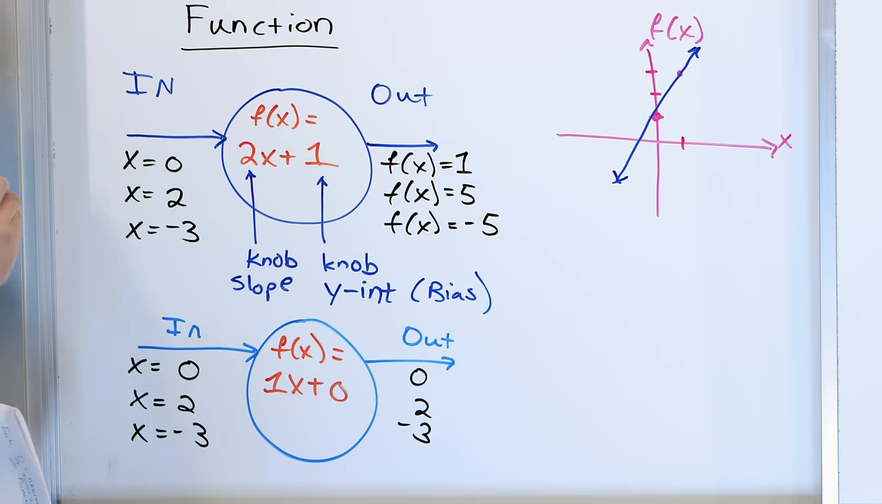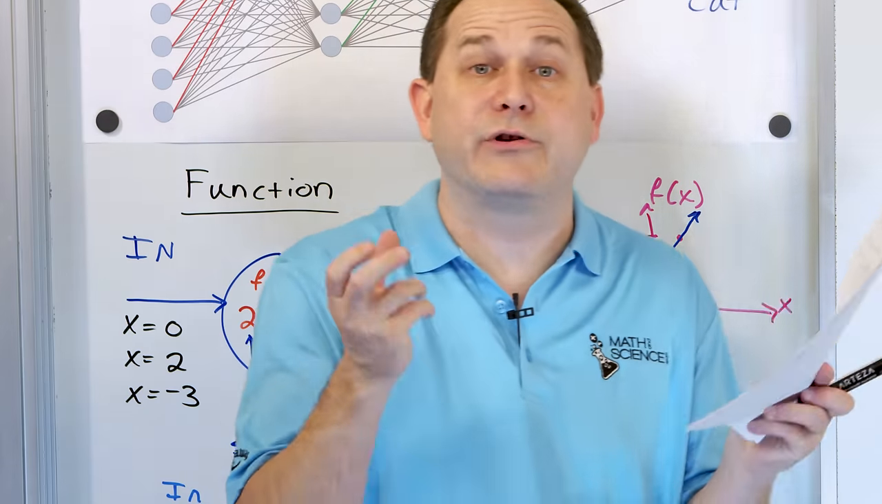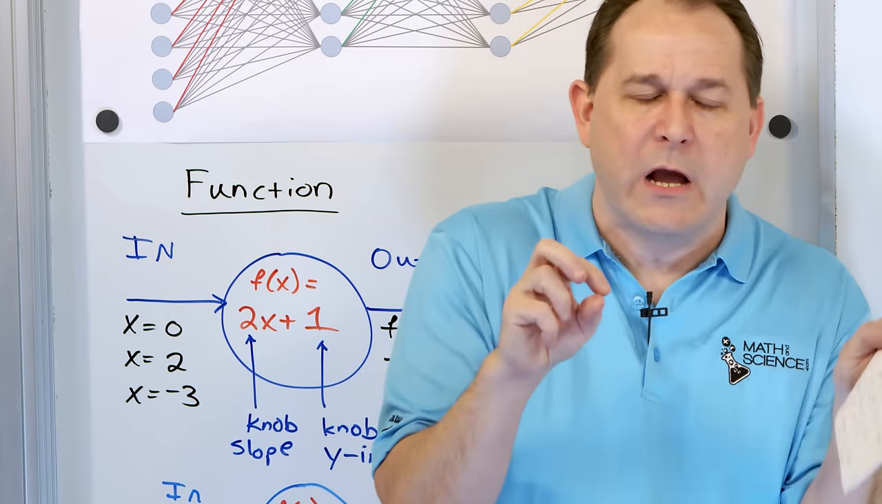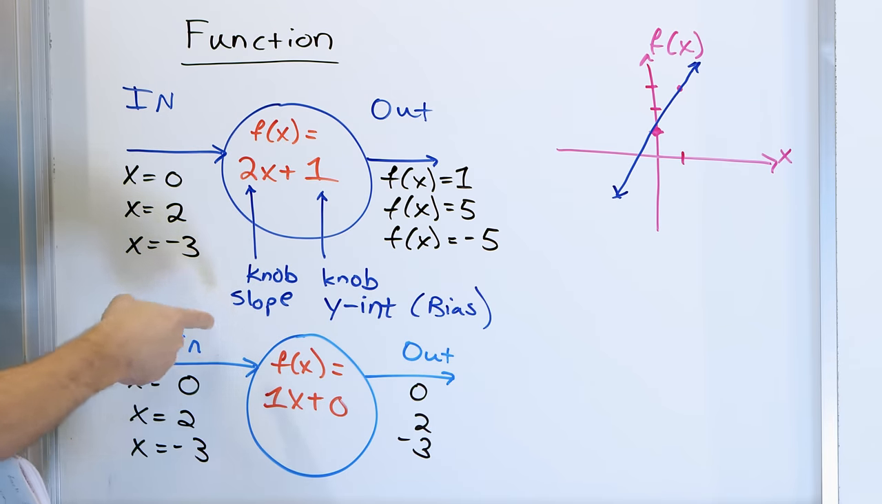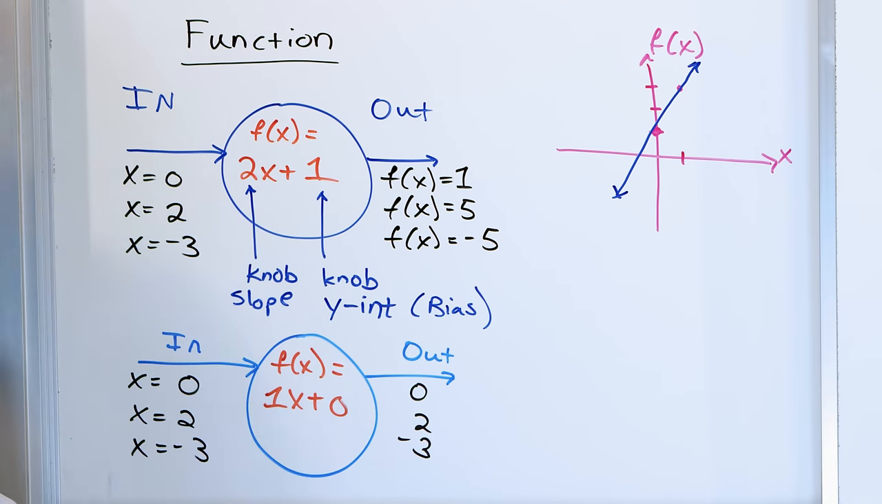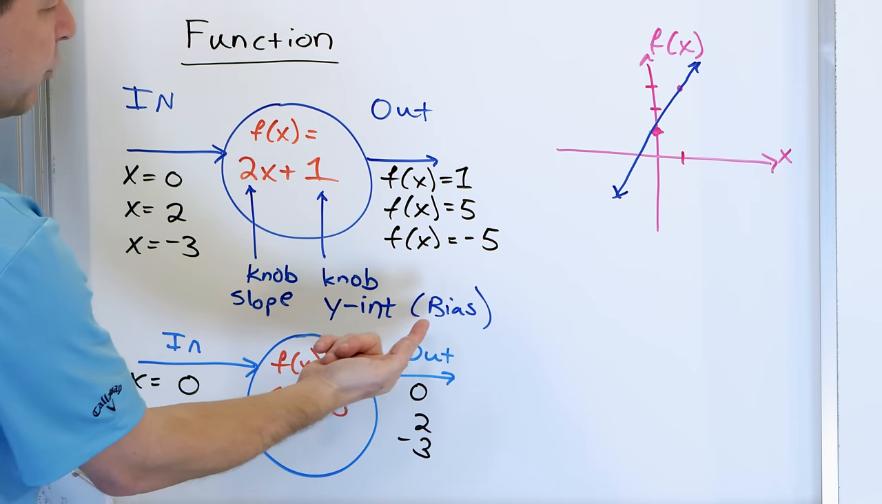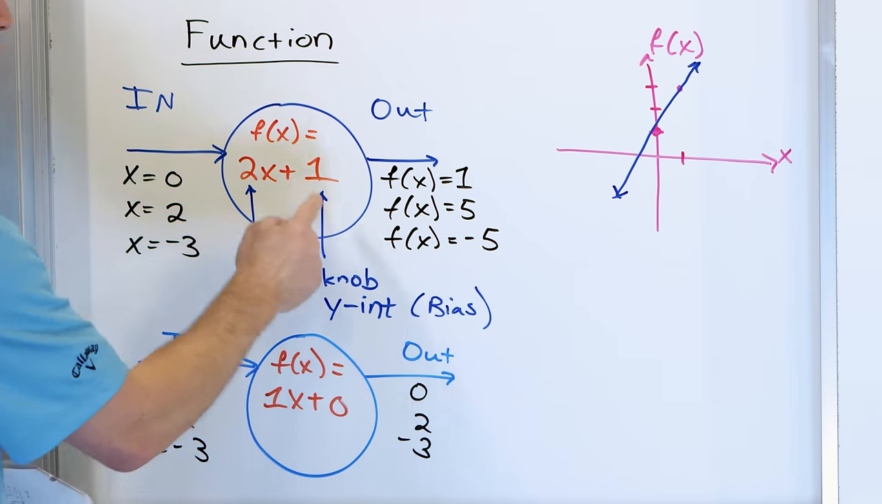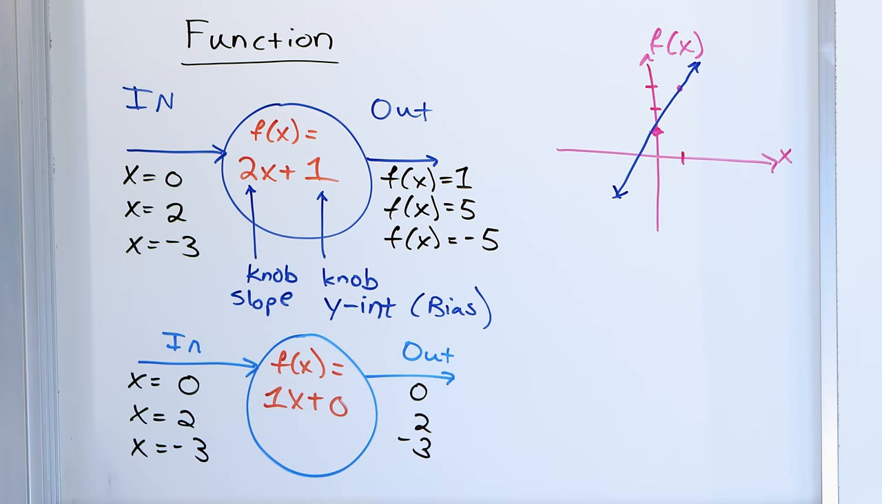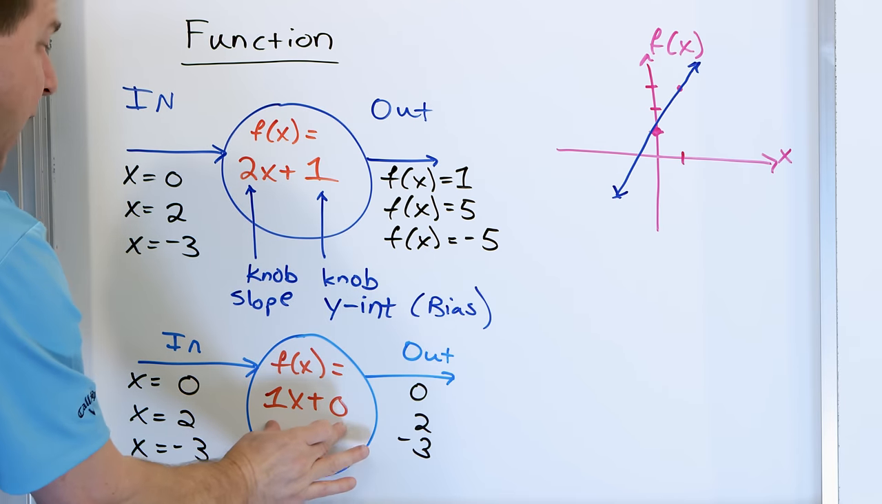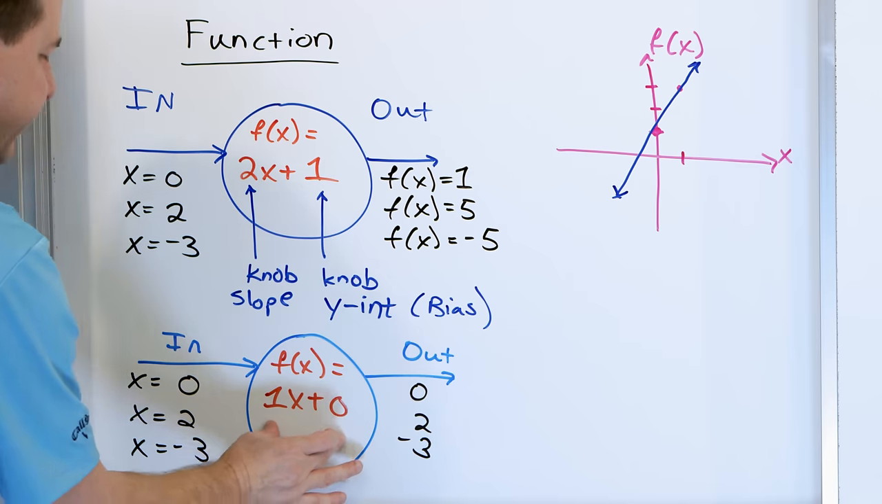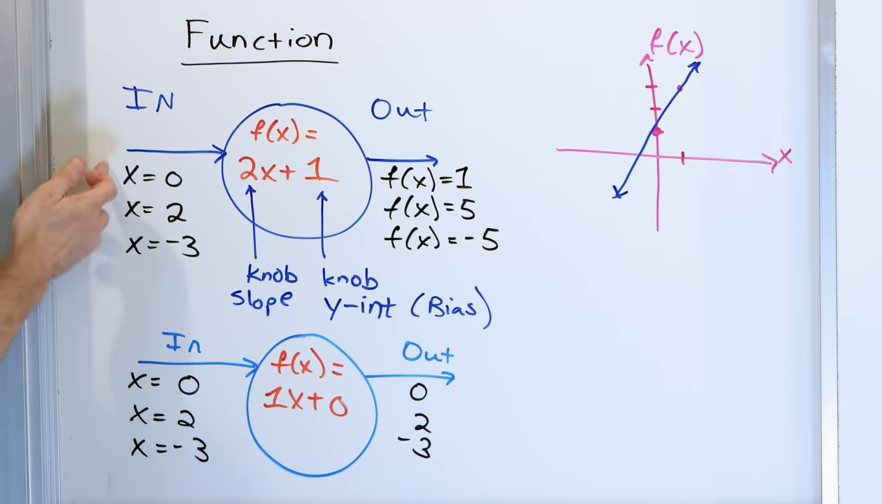The concept of a function is a mathematical calculational object with knobs. One of the knobs is called the slope, and you can change it. We change it to a 1 here. One of them is called the y-intercept, which we also call a bias in neural networks, and we can change it. In this case, we change it to a 0. With the original function, we operated on the exact same input values, and we got these output values. But once we turned the knobs a little bit, the model, or the neuron, changed functions. And so the same exact input values gave totally different output values.